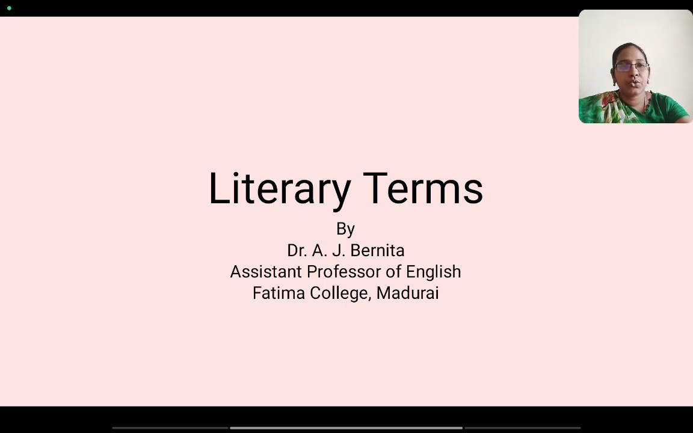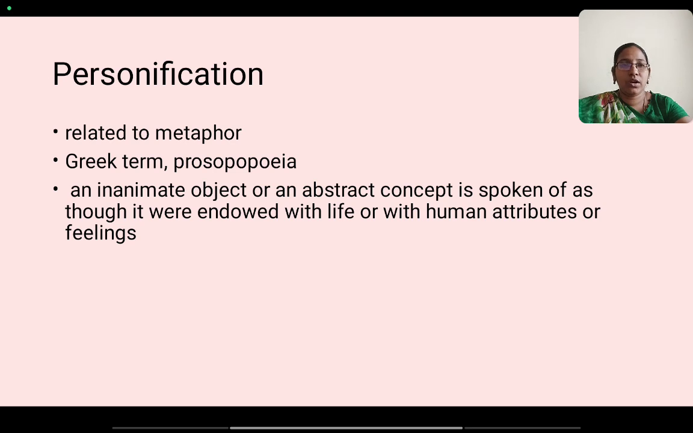In this video, we are going to see in detail a few of the literary terms. So the first literary term that we are going to see is personification. Making something into a kind of person, that's called personification.